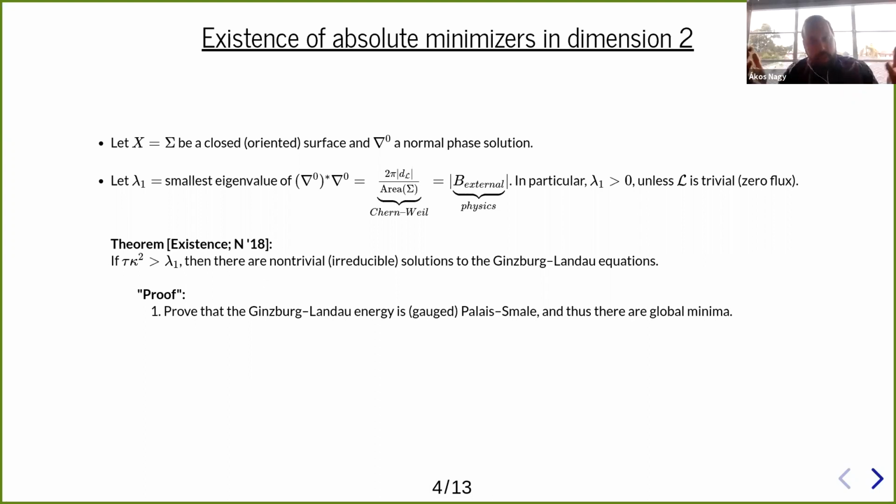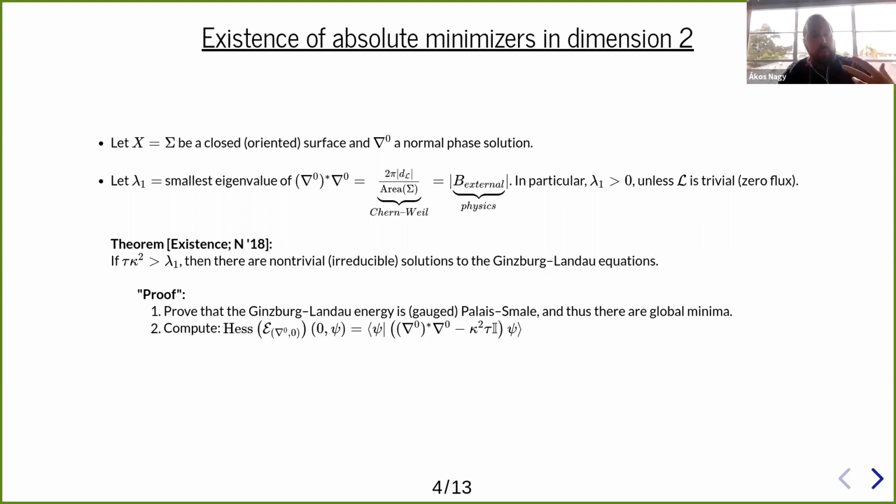And if you have a Palais-Smale functional that's bounded from below, and our energy is, of course, always non-negative, then there just has to be a global minimum. And then this global minimum might as well be a normal phase solution, a trivial solution. And what I'm claiming is that it is not that.